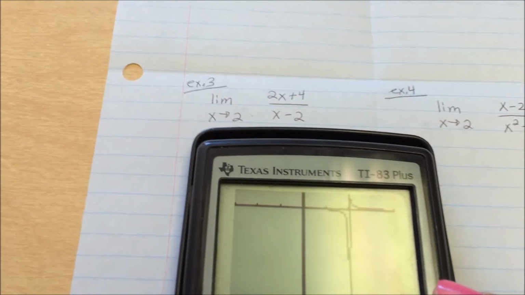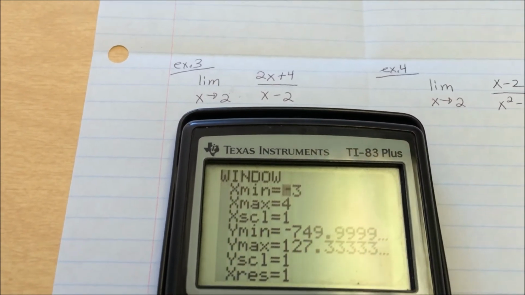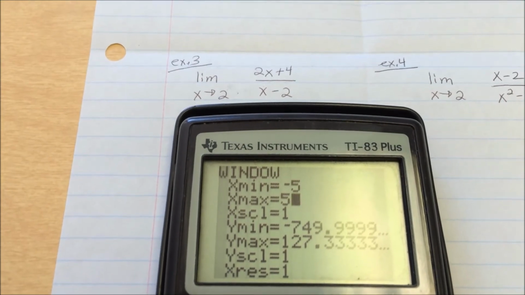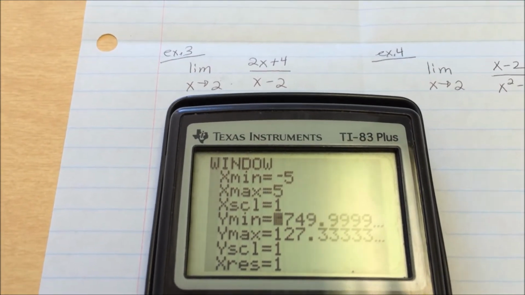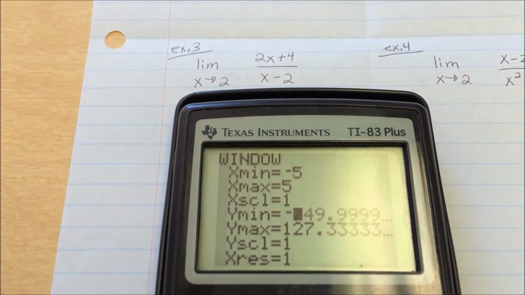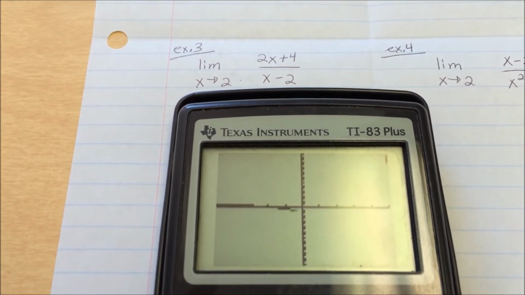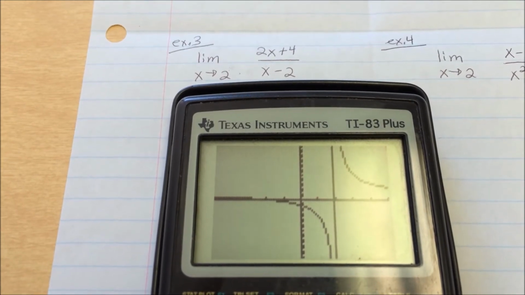So I don't like this graph. I'm going to go ahead and adjust the window size. So let's see, -5, 5 possibly. 700 and something sounds too big. So let's go -20 and 20. Let's play with that graph right there. Alright, so that's a little bit better.